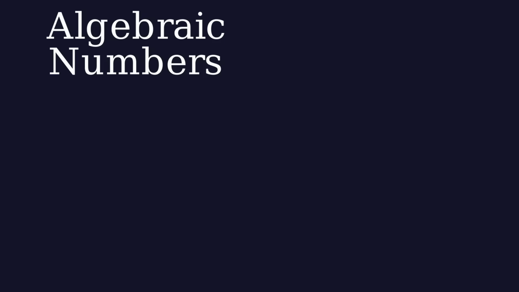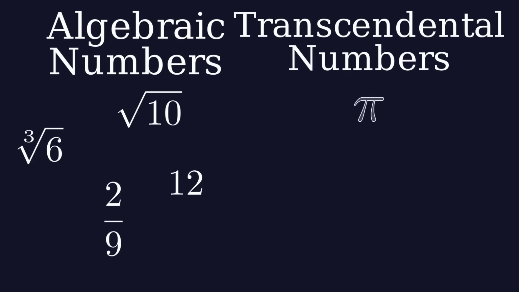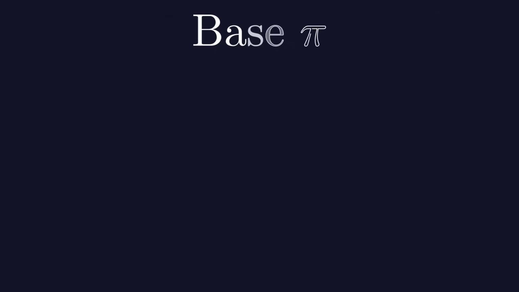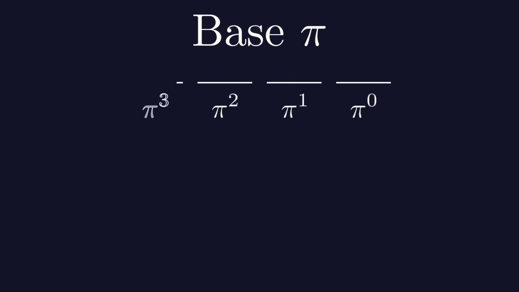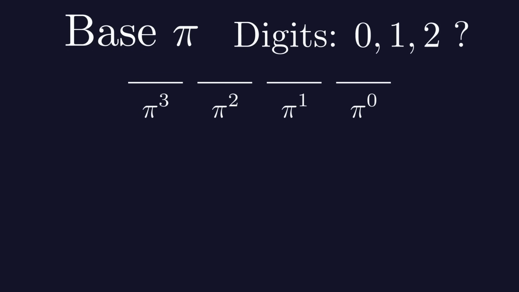All roots are algebraic numbers, which means that they can be a solution to a polynomial with rational coefficients. But irrational numbers also include transcendental numbers, like pi or e. Let's see how base pi works. In base pi, digits represent different powers of pi, but it isn't clear what digits we should use. Maybe the same digits as in base 3, because it is the closest integer to pi.